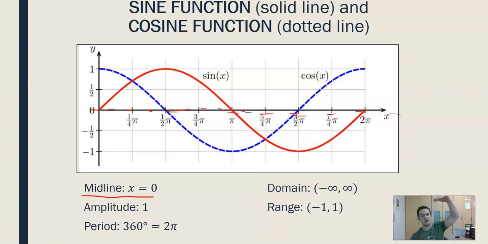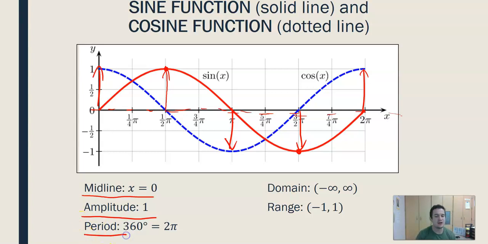It goes up to 1, down to -1, with a midline right at x equals 0. The amplitude is 1. So the distance from that midline to either a crest or a valley, the distance from the x-axis to the maximum or the minimum points, is 1. So the amplitude of the sine and cosine functions is 1.